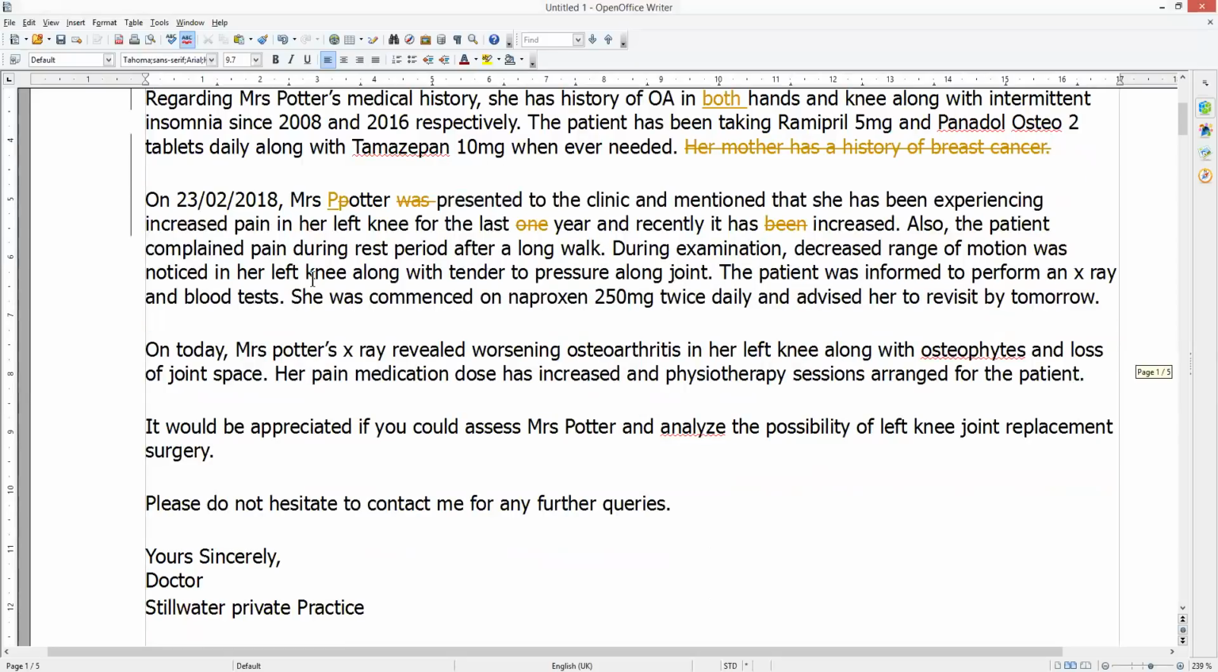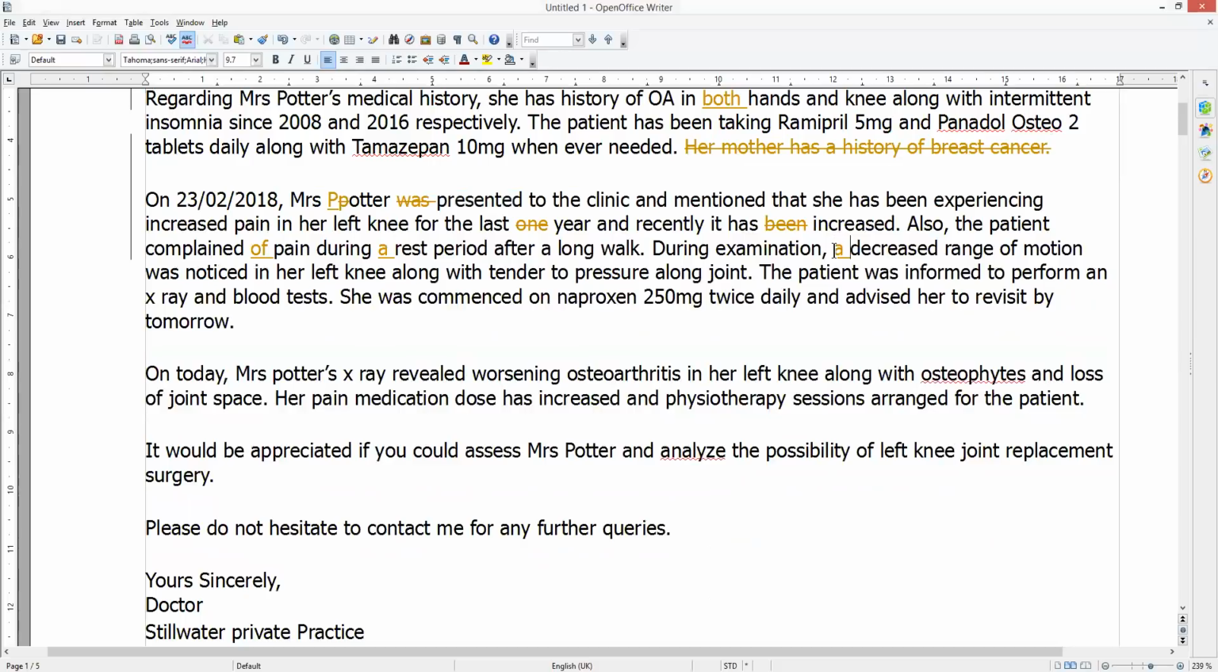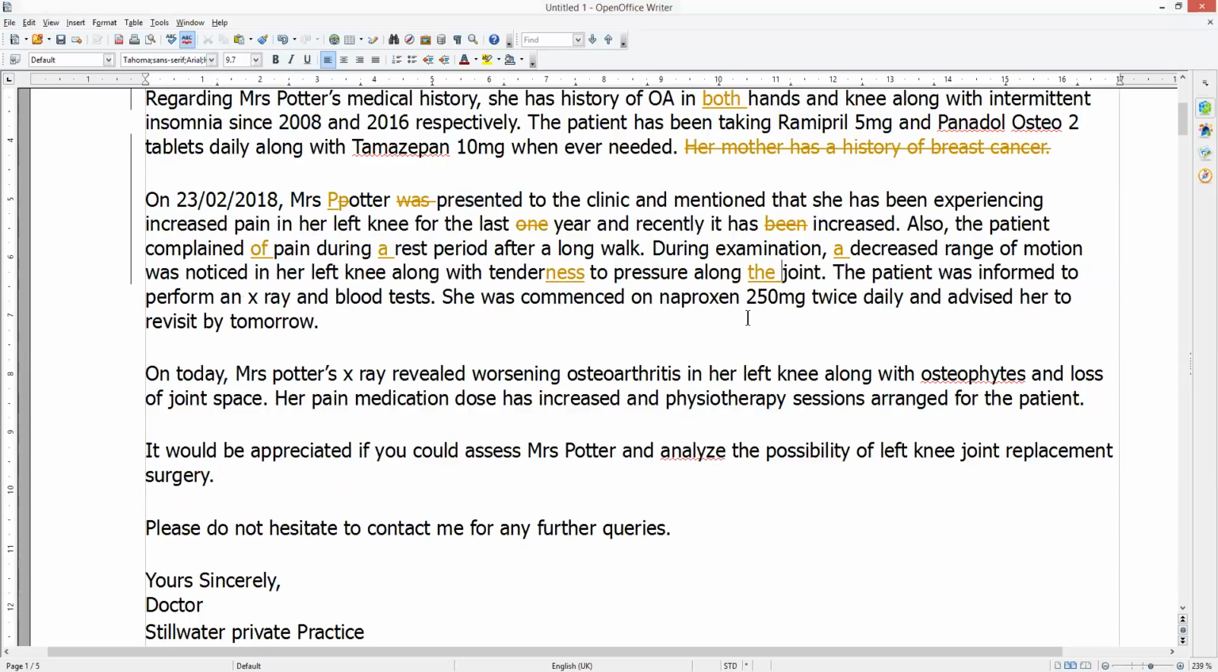The patient complained of or about pain during a rest period or the rest after a long walk. Okay, joint examination, a decreased range. Don't forget your articles. "Was noted in left knee along with tender to pressure." What do you mean? Tenderness. Along with tenderness to pressure along the joint. I'm not quite sure that's phrased very well.